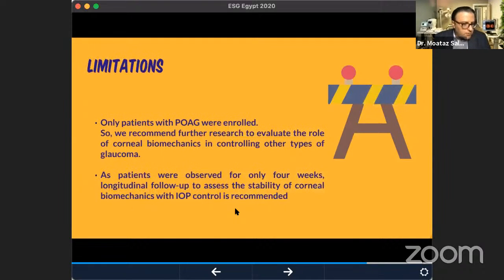As our study enrolled only patients with primary open-angle glaucoma, we recommend further research to evaluate the role of corneal biomechanics in controlling and assessing target intraocular pressure in other types and stages of glaucoma. Also, we recommend a long-term follow-up to assess the stability of corneal biomechanics with intraocular pressure control.